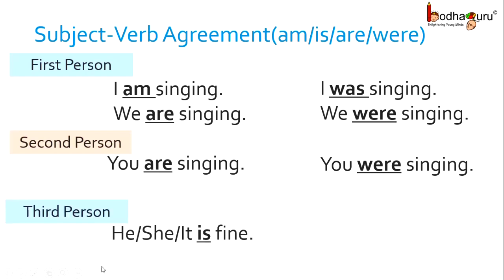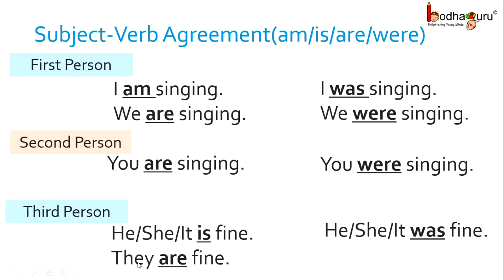Third person, he is fine. She is fine. It is fine. So with third person in singular form, we use is in present tense. He was fine. She was fine. It was fine. So was is used with he, she, it in past tense.